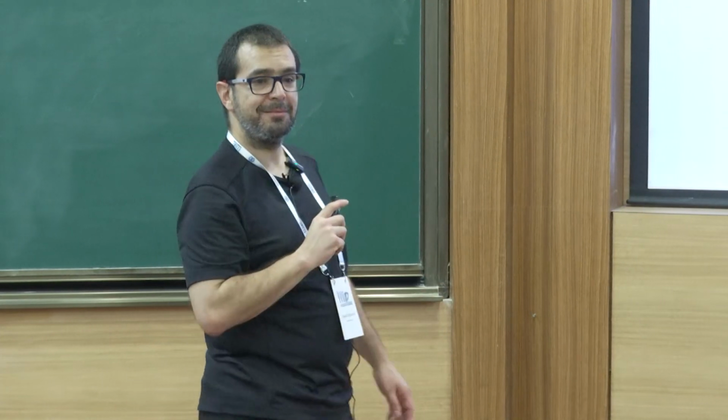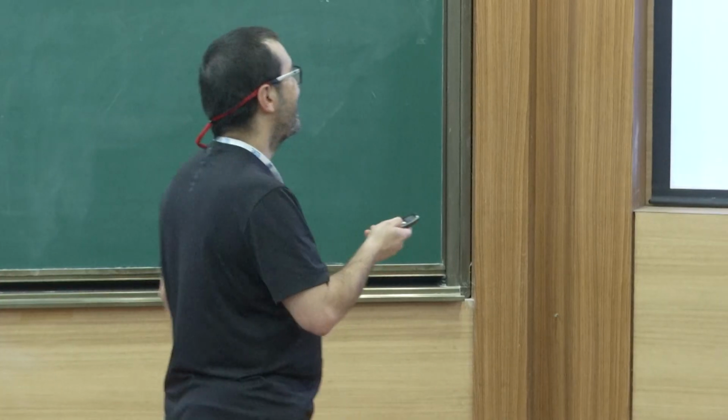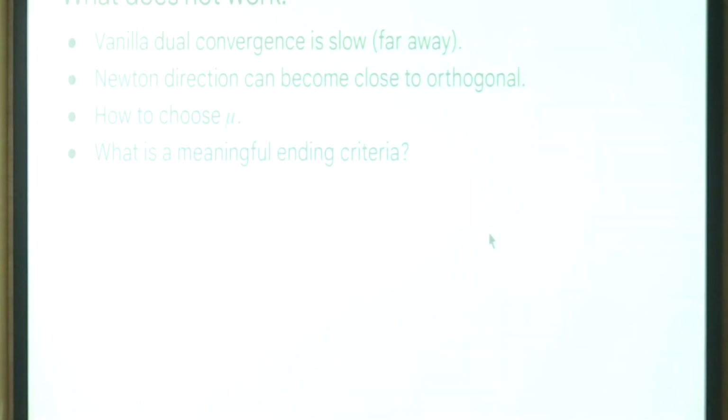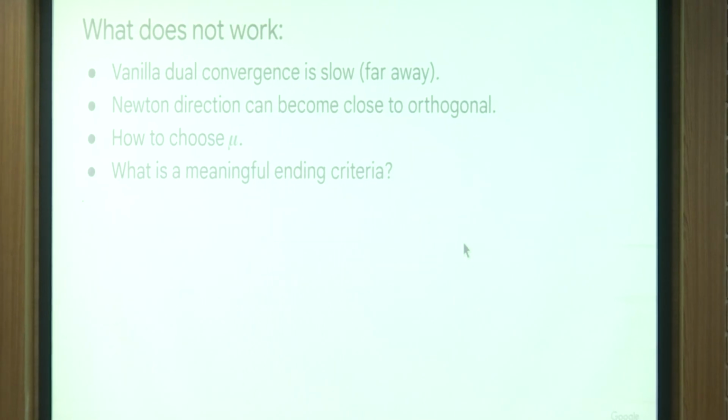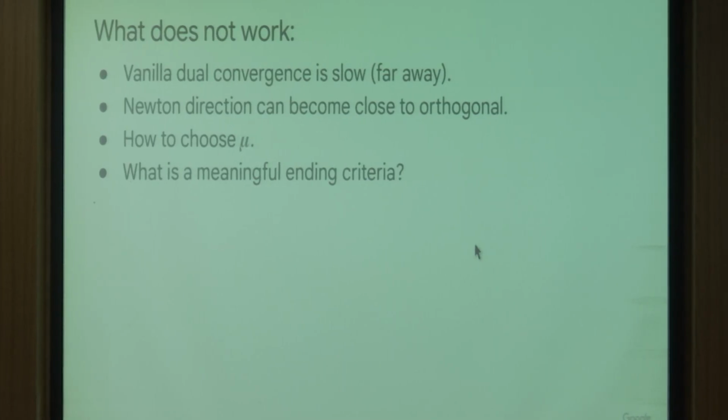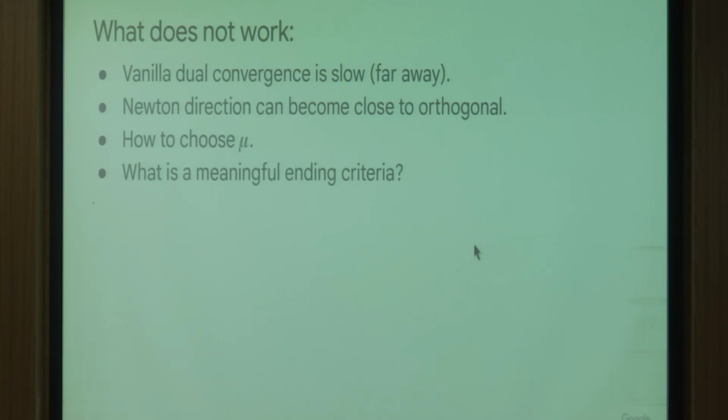The bad: vanilla dual convergence is slow. I'm clearly not understanding everything. We've been talking, maybe we should try a primal-dual version, and not just taking the primal. Newton directions for this function can be orthogonal, and I think what is biting us is the self-concordancy of the part that we're looking at. I don't know. How to choose mu, honestly, you just have some rules, and sometimes they work, sometimes they don't. And that's bad, because you don't want an algorithm like that. You want a parameter-less algorithm.